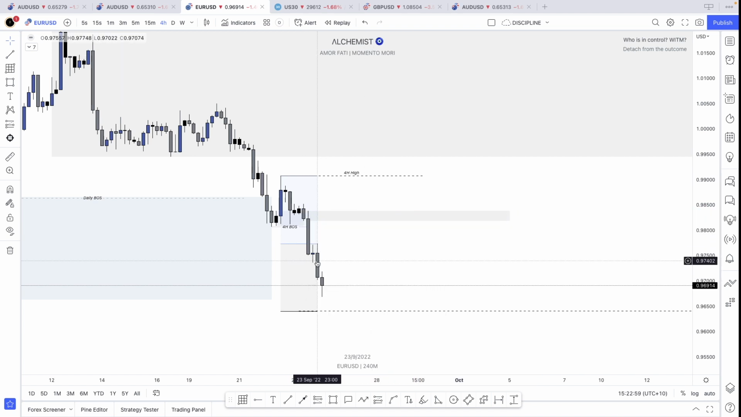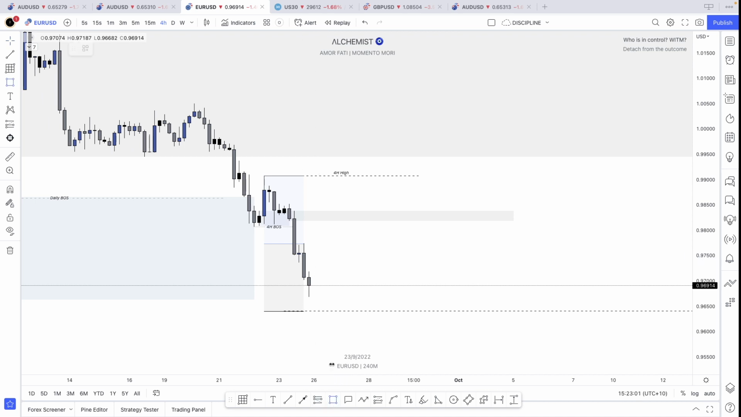Okay, if we push down further, we can see this candle here as well. Okay, the next candle actually swept the liquidity above this.